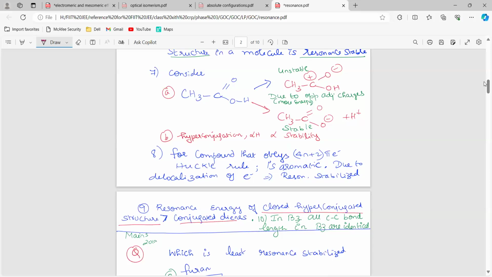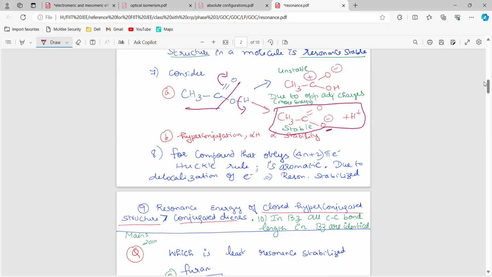Here you have acetic acid, which is stable and which is unstable. Look at this. This is one of the resonating structures we are able to see. There's a shift from here, so it becomes C plus and O minus. But in the second case, H plus is released, so it has become something like this. This is not actually a resonating structure, because in resonating structures you don't remove ions; it's only the shift, like what we are seeing right now.